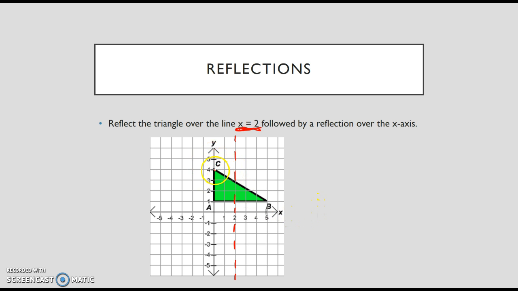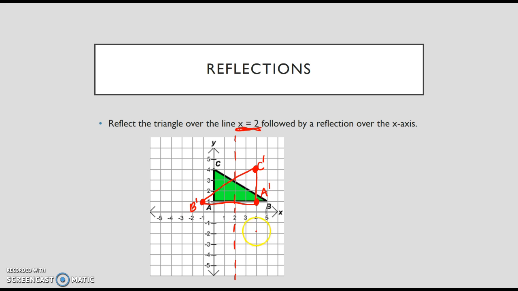So if I start with C, C up here is 2 away, so I'm going to keep going 2 on the next side. And that's my C prime, maybe. All right, then A, also 2 away. I'm going to go 2 on this side. There's A prime. And then B is 3 away, so I'm going to go 3 on the opposite side. Draw my triangle.